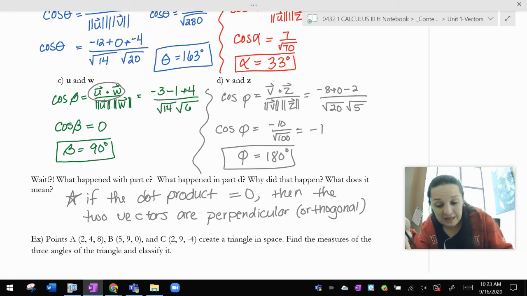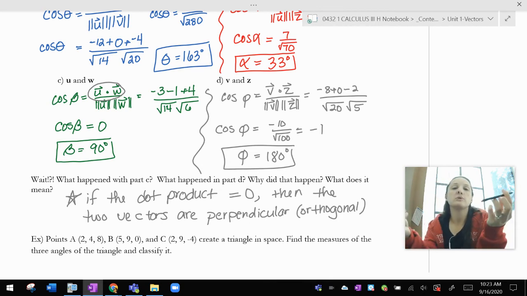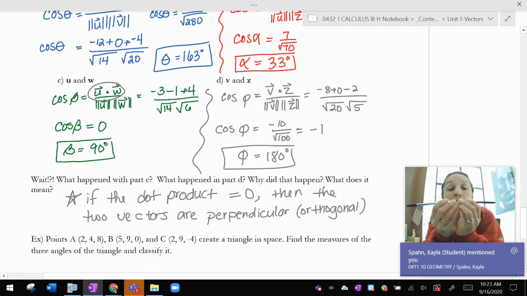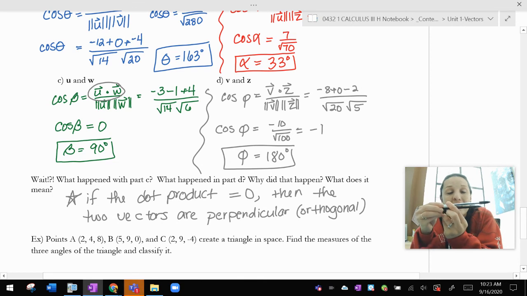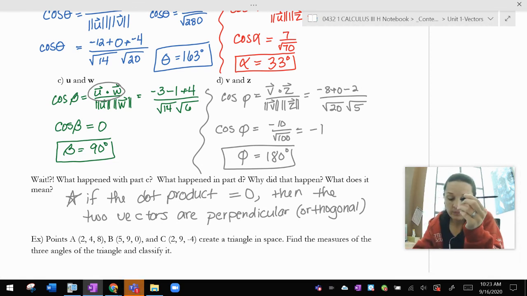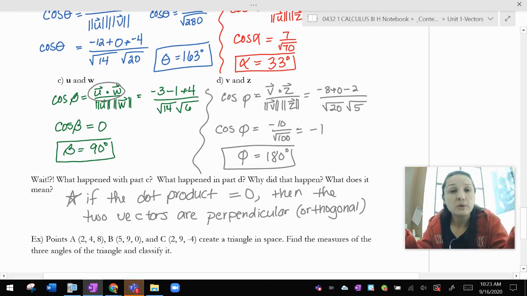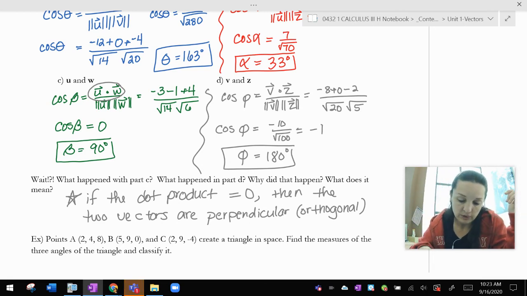And then in part D, we got 180 degrees. So if you think about it, if I have 2 vectors that are 180 degrees apart, they look like that. They're also parallel. So if you have 2 vectors that are parallel, you will either get an angle of 180 or you will get an angle of 0 because your cosine will equal 1 or negative 1. So whenever your vectors are parallel, you will have an angle of either 0 or 180 depending on if they point in the same direction or opposite directions.